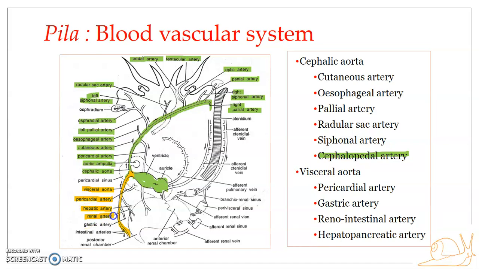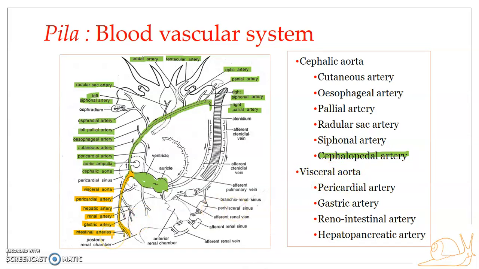Then we have the renal artery, and the reno-intestinal arteries are there. Then the gastric artery. The gastric artery is responsible for supplying blood to the stomach, digestive gland, gonads, etc. Then the posterior intestinal arteries, which supply the intestine. So we have all these vessels, branches arising from the visceral aorta. I hope it is clear.